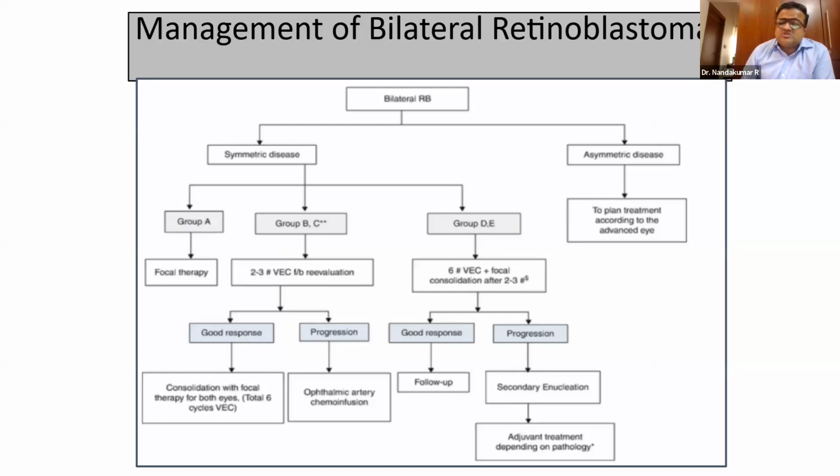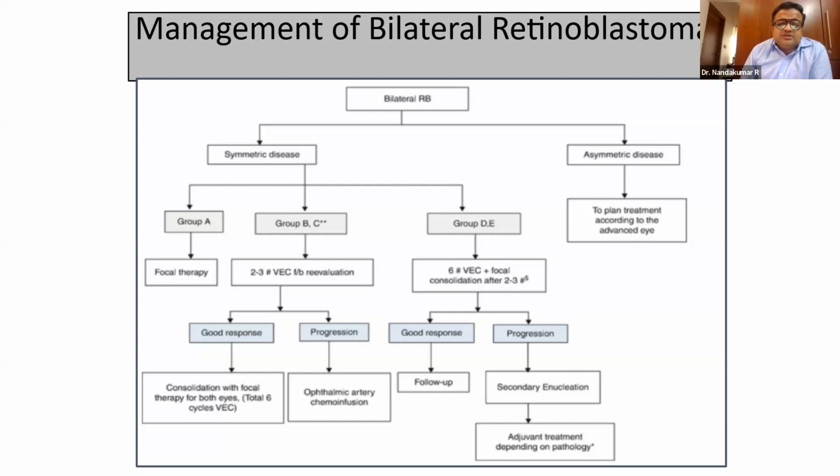Now, coming to bilateral retinoblastoma, one thing you should remember: chemotherapy definitely has a role you cannot avoid, because chemotherapy is going to prevent subsequent pinealoblastomas if they have to occur in later stages of life, because bilateral retinoblastoma has something to do with genetic predisposition. So it is very important that you screen them at the same time you manage.